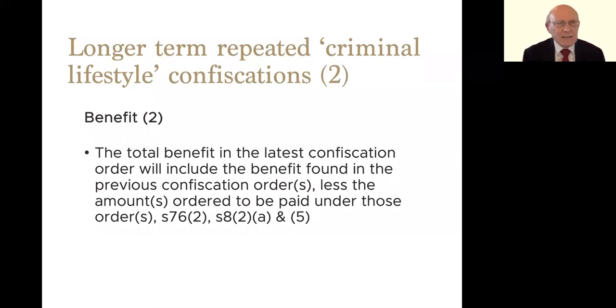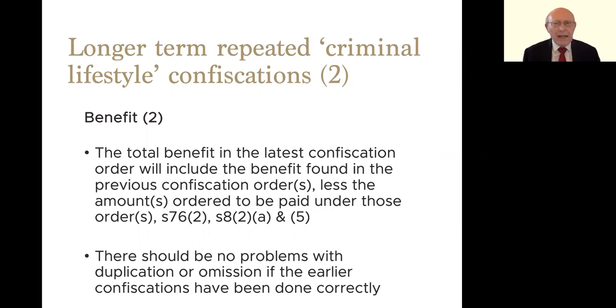The total benefit in the latest confiscation order will, of course, include the benefit found in the previous confiscation order, because it's a lifetime thing, isn't it? Somebody's benefit of general criminal conduct is all their benefit of general criminal conduct since the day they were born. Benefit that's been found previously by a court is going to feature in the latest criminal lifestyle confiscation order. But again, we've got this deduction of amounts previously ordered to be paid under those earlier orders. So if we get all that correct, there really shouldn't be any problem of duplication or omission if all the confiscation orders are done correctly.